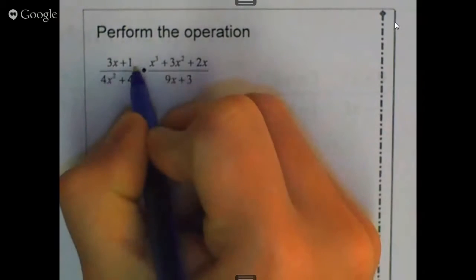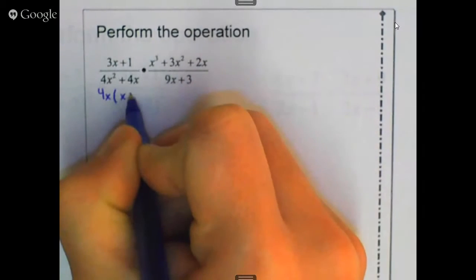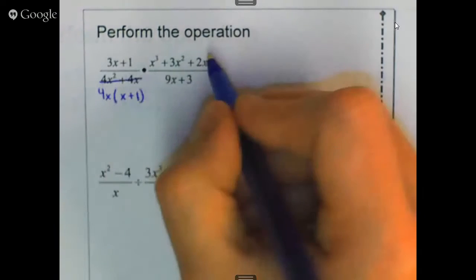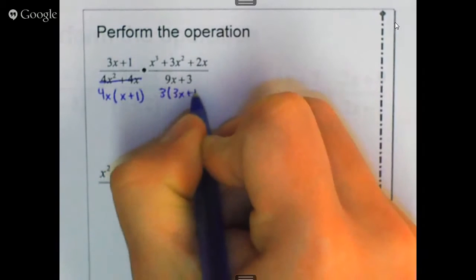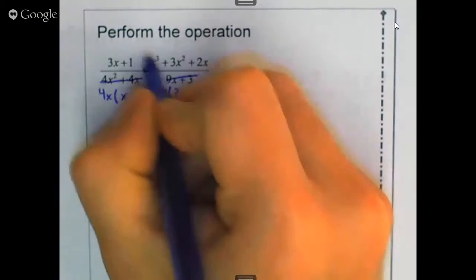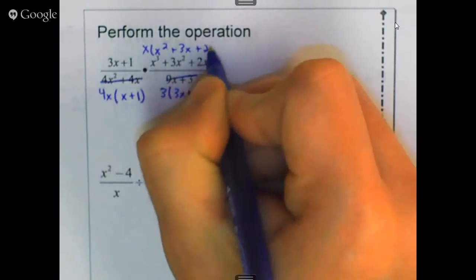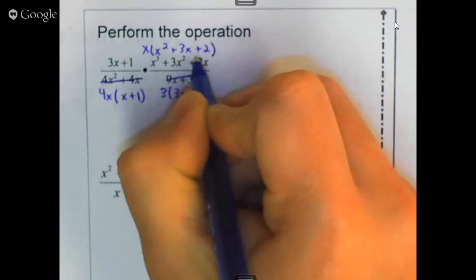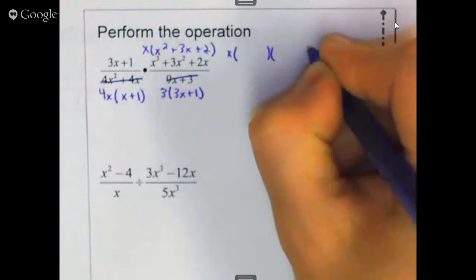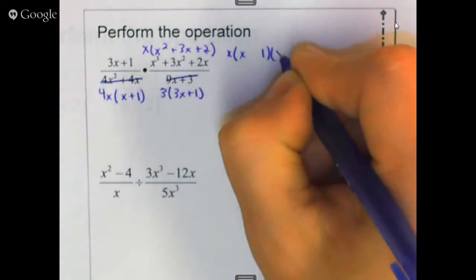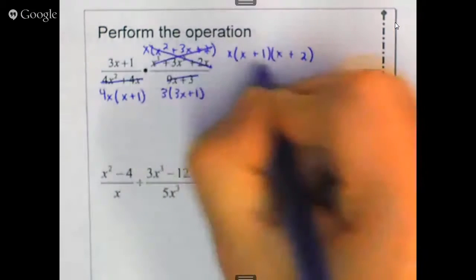Okay, nothing factors here. I can factor out a 4x here, so I get x plus 1. Looks like I can factor a 3 out of here, that's 3x plus 1. Looks like I'll factor out an x: x squared plus 3x plus 2. Now I've got to look here again to see if I can factor. Factors of 2 that add to 3: 2 and 1. The signs are the same, they're both positive. So all that goes away, and I'm left with this.